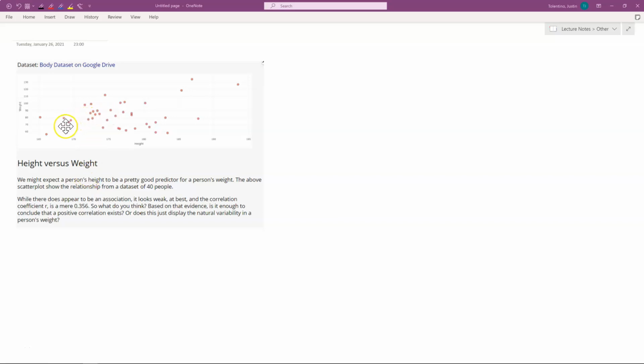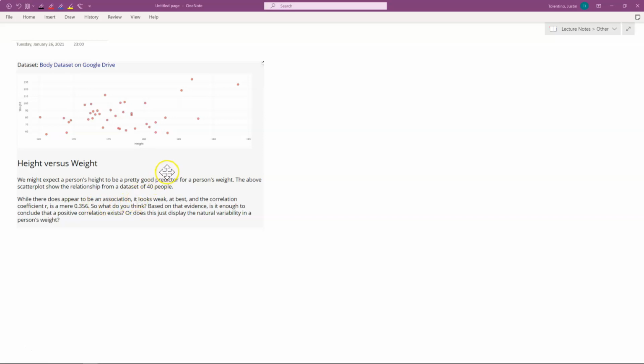So looking at the scatter plot, we do see that apparently we have a positive correlation between these two variables of height and weight of a person. And we might expect that too. Intuitively, we would think that someone who's taller is going to weigh more. But based off this data, the relationship does look a bit weak here. In fact, when we found the correlation coefficient, it was only 0.356.